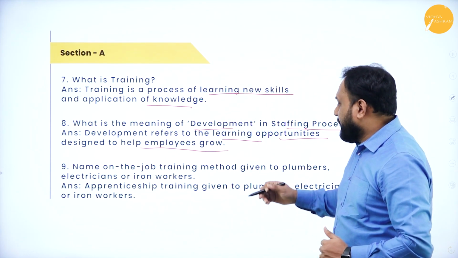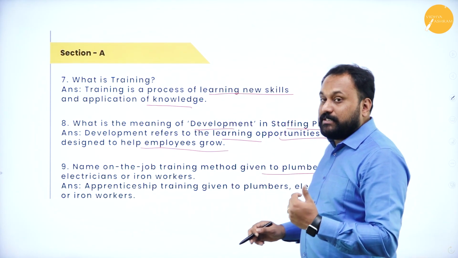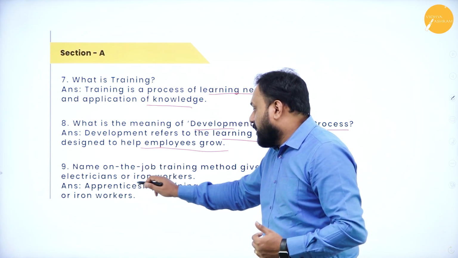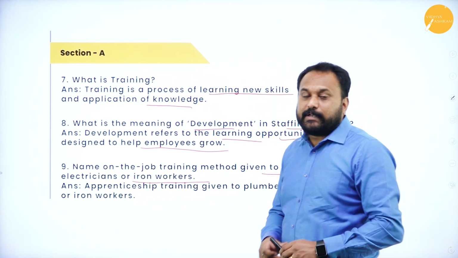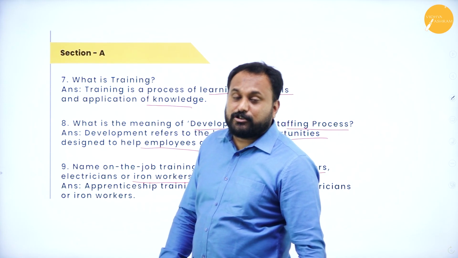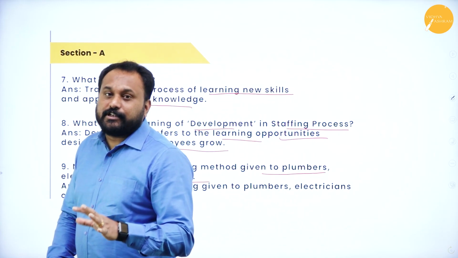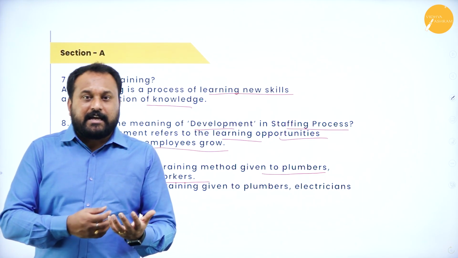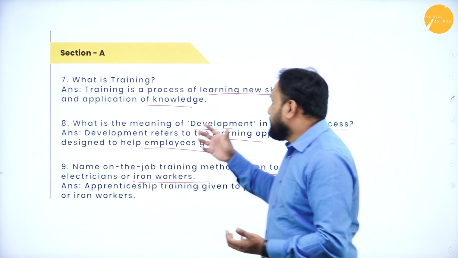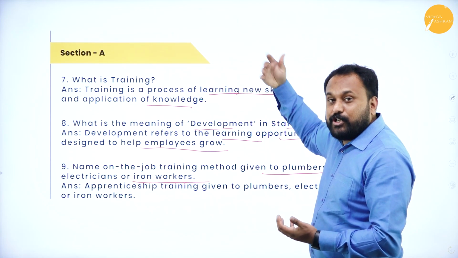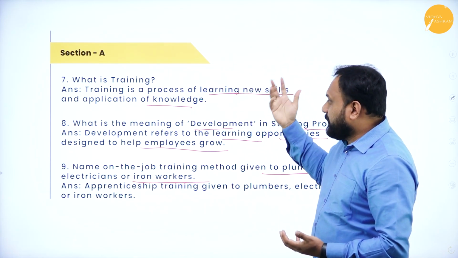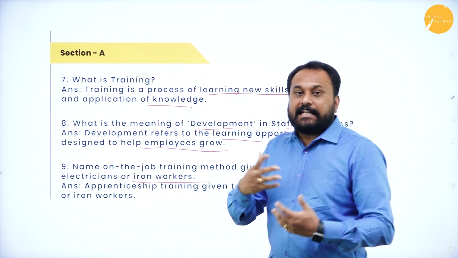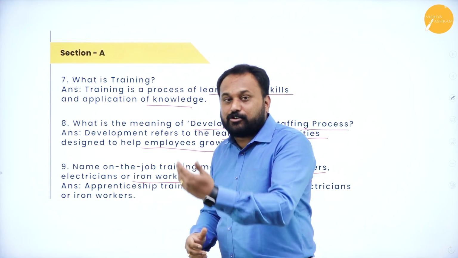Name the on-the-job training method given to plumbers, electricians or iron workers. When you go with on-the-job training, you should also understand about off-the-job training. What exactly is the meaning of training? Now, training, I told you the meaning is to learn something new, that is the skills, abilities, the application of knowledge, anything to know something new, that is called training.